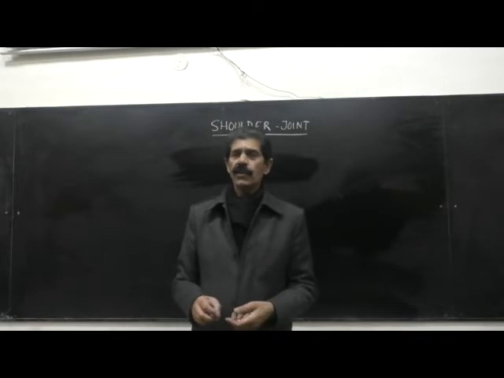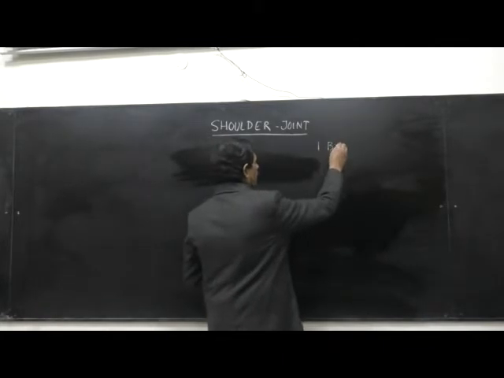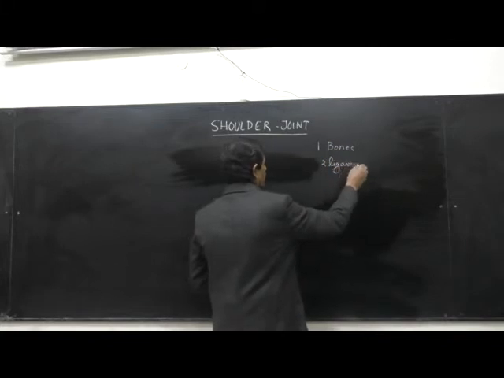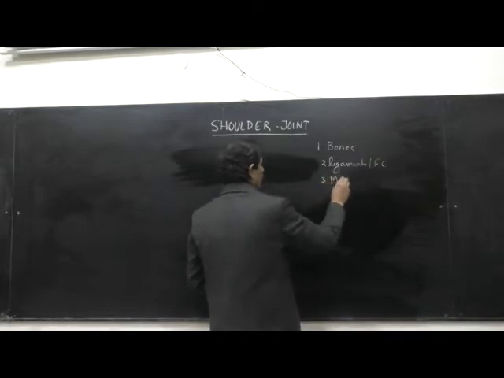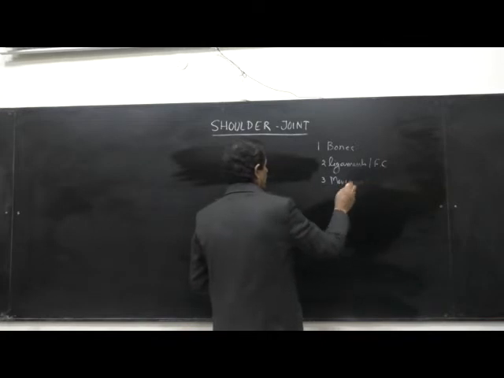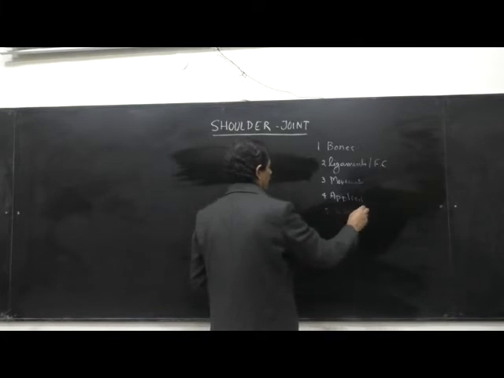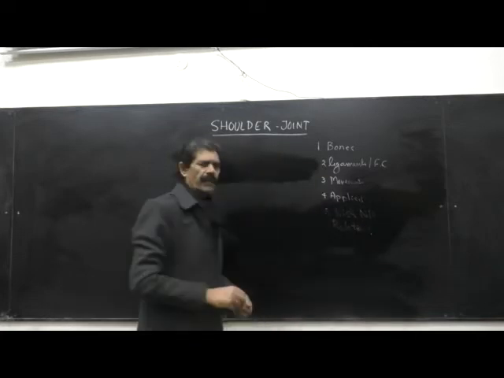Now we will discuss the shoulder joint under the headings of: number one, the bones taking part, then the ligaments and the fibrous capsule, then the movements, and then the applied anatomy, and then the blood supply and the nerve supply and relations of the joint. So we'll take one by one.